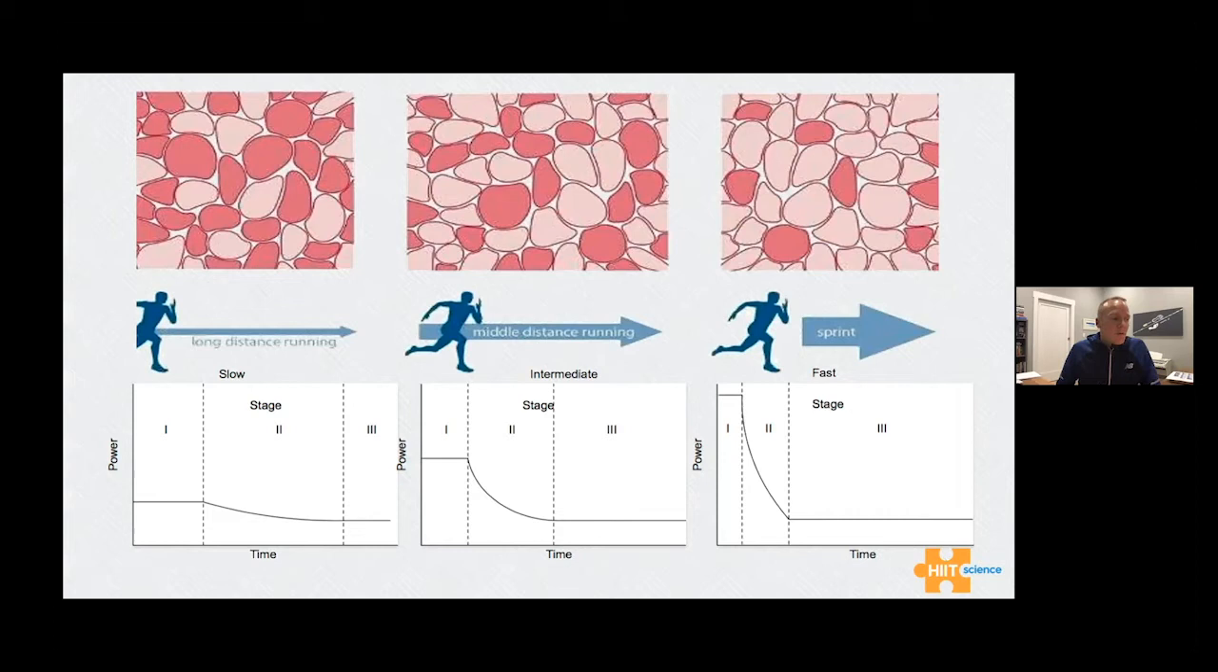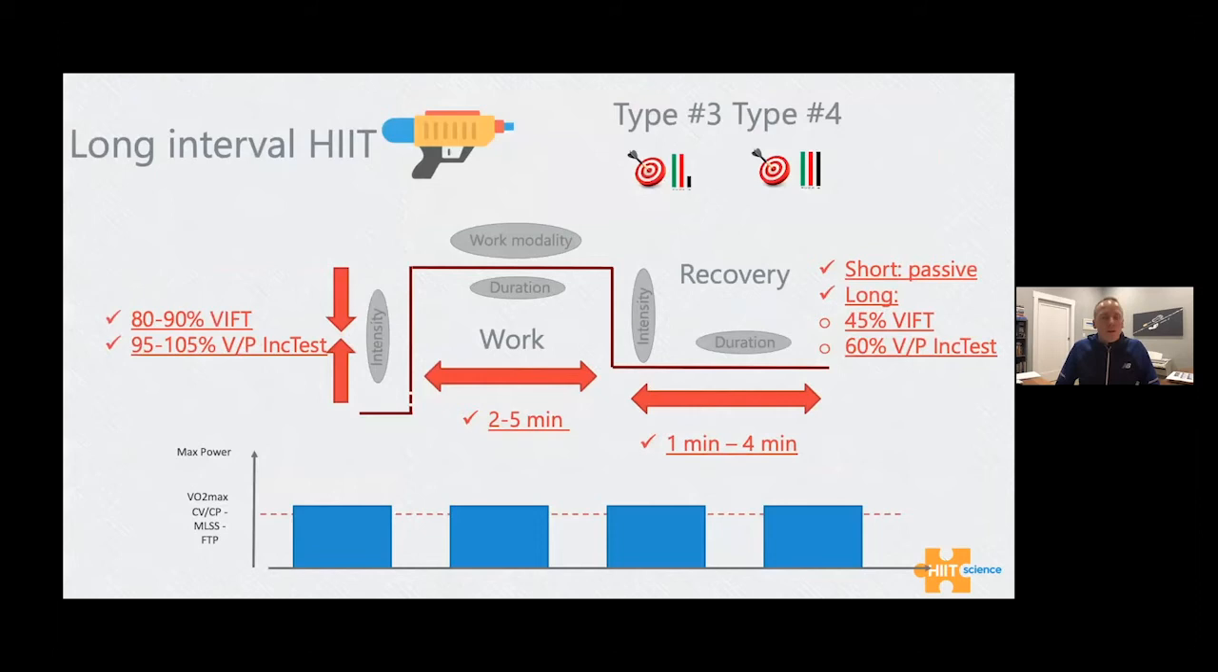Okay, so the first one, as mentioned, is the long interval. You also know this one. A lot of people call these VO2 max intervals. Now, if we're talking to others, we might call them VO2 max intervals as opposed to long intervals. So these tend to be done at your VO2 max power output.